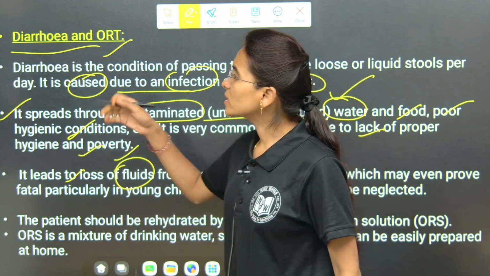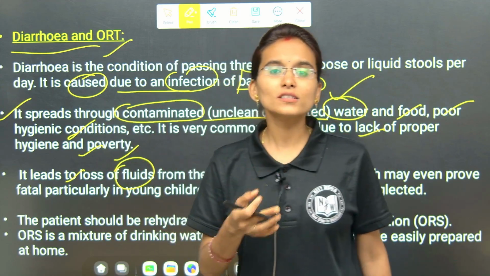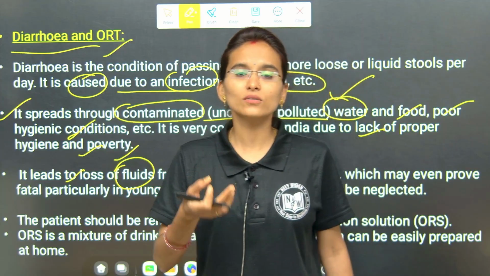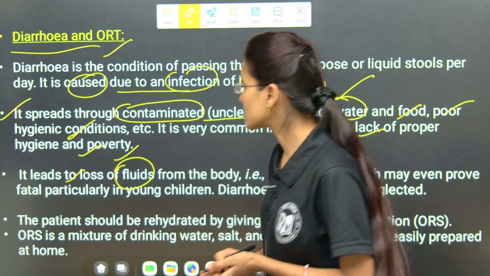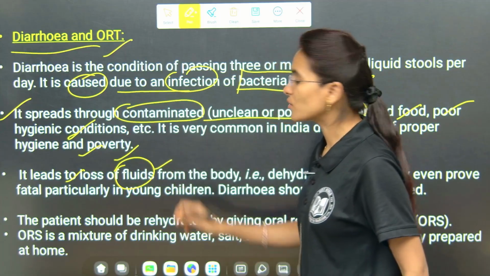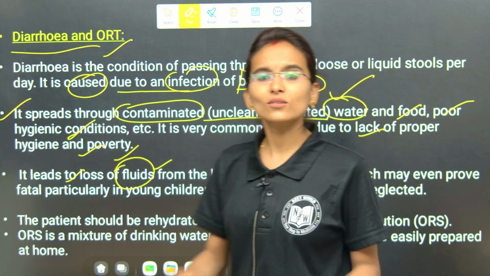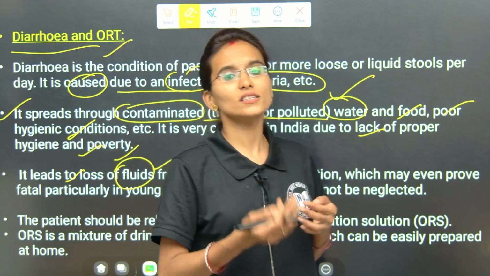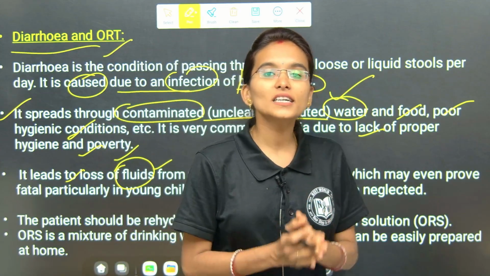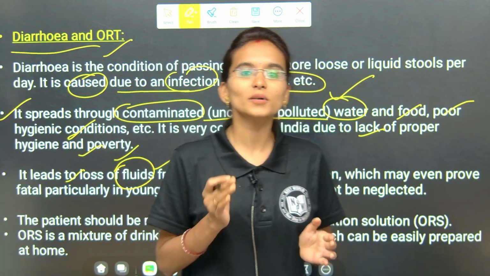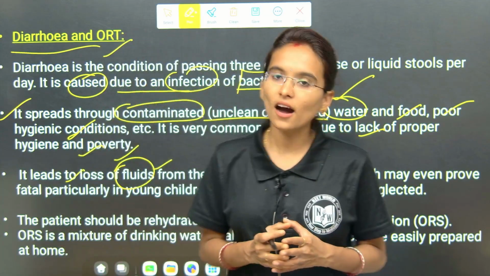During diarrhea, whenever we pass stools approximately 4 to 5 times in a day, what happens, my dear students, is that it leads to loss of fluids from the body. That loss of water or any types of fluids from our body is called dehydration. Dehydration is nothing but the loss of fluids from our body.